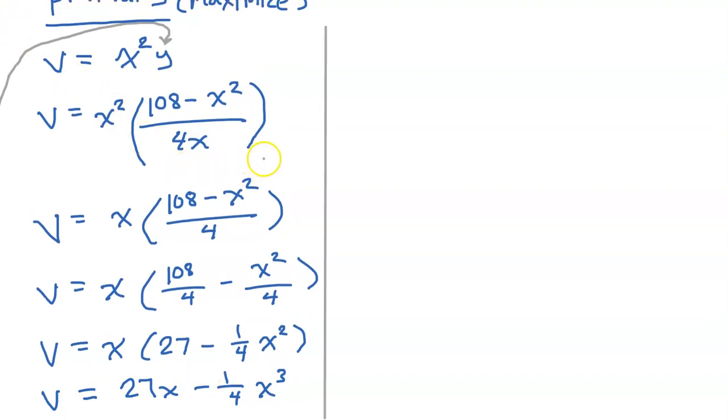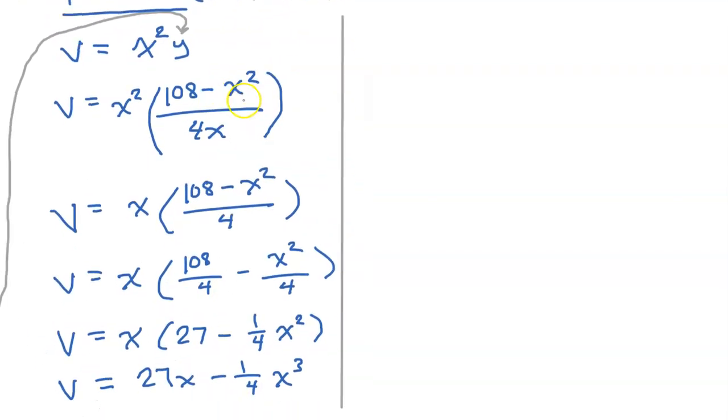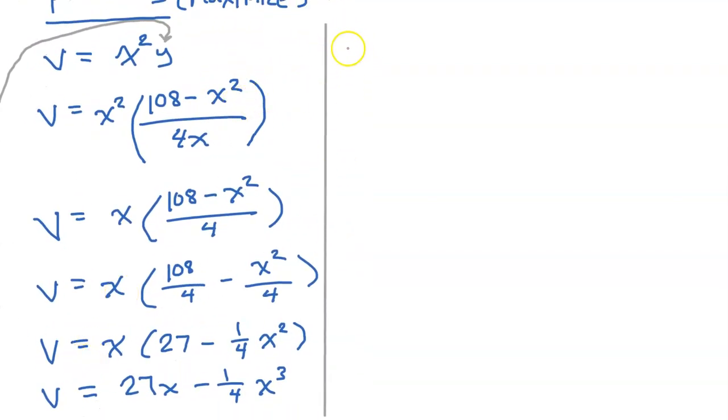We have learned that a relative max or min can only occur at a critical number. So we need to take the derivative of this volume and find the critical numbers. In other words, we need to find where v prime is equal to 0 and where v prime is undefined. And that will lead us to the location of the max or min. In this case, obviously, we just want the maximum.